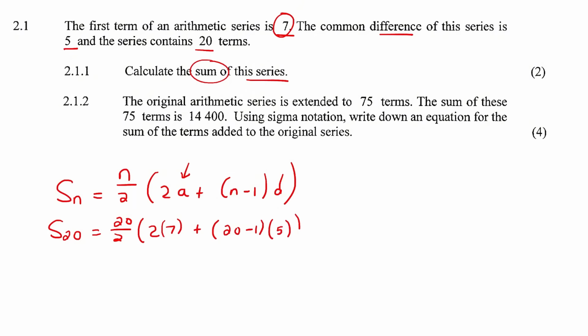You don't get much easier than this, guys. It's literally plug and play. So I'm just going to go type this all in on the calculator now, and we should end up with 1090. That's for 2.1.1, and then here's 2.1.2.